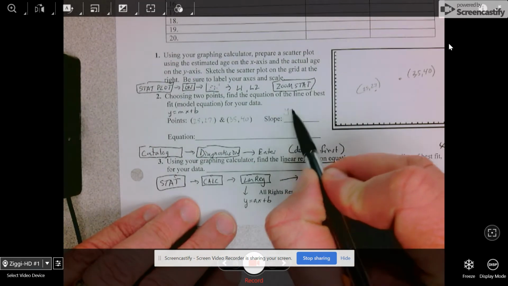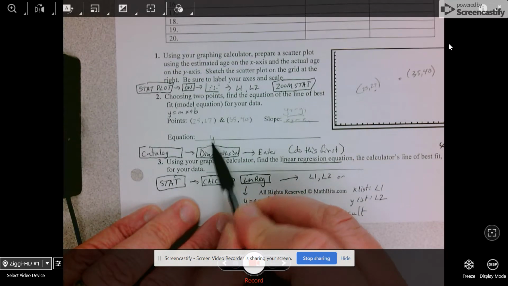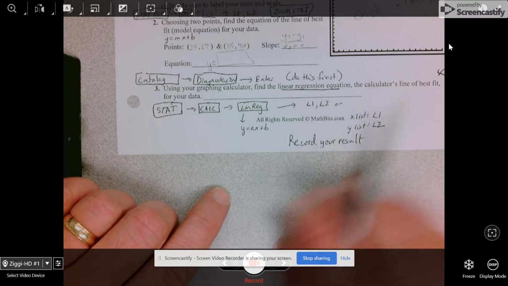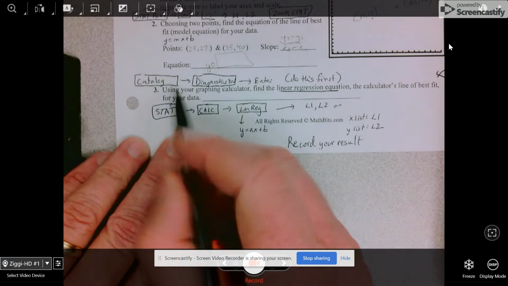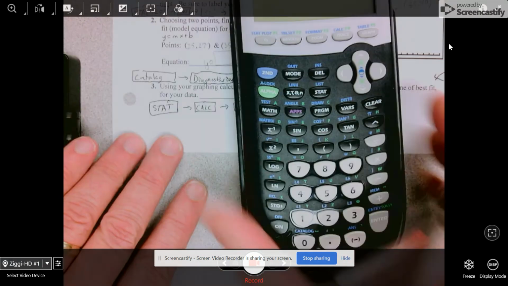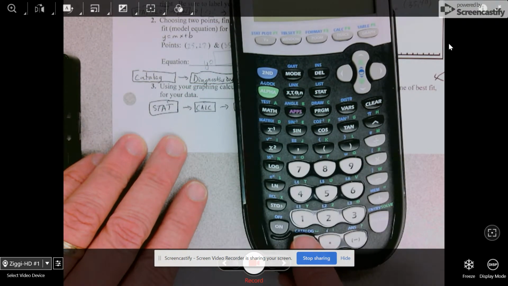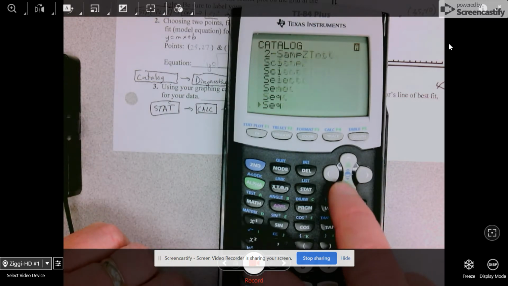You don't need your calculator to do this. Slope, you do change in y over change in x. Look up some algebra 1 problems, and you're writing an equation. That's the first part here. The second part is the new part for most of you, and that's using your calculator. And 2 things have to happen. One, you have to go to catalog and turn your diagnostics on. So catalog, and you have to make sure that your diagnostics are turned on.